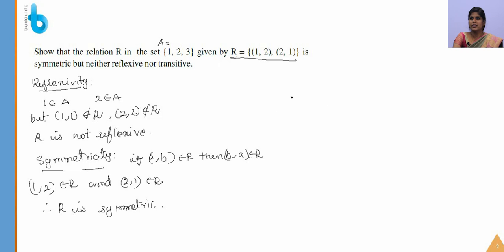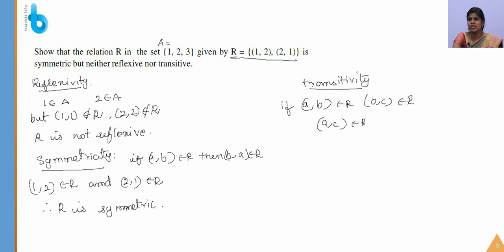Then we will go for transitivity. So, what is the condition for transitivity? If (a, b) belongs to R and (b, c) belongs to R, then (a, c) should belong to the relation R. That is, both the extreme elements should belong to R. So, what can we take here?